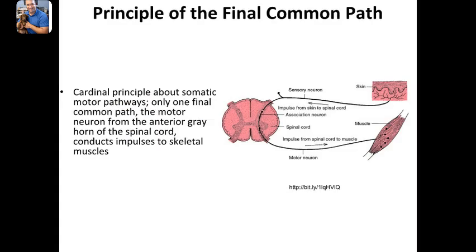Somatic motor pathways, somatic means body, involve the one common path, where the motor neuron, or the nerve cell, from the anterior aspect of the spinal cord is going to transmit impulses to skeletal muscles. So for the final common path, you need to know nerves powering muscles. That's what the final common path has to do with.